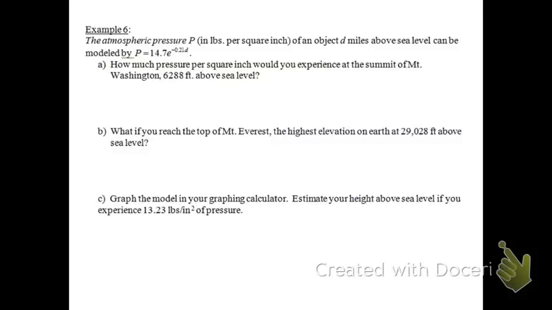It says, how much pressure per square inch would you experience at the summit of Mount Washington, which is 6,288 feet above sea level? Well, this is a tricky problem because that distance, d, is not measured in feet, it's measured in miles. So first we have to convert this into miles. If you remember some of these conversions, 6,288 feet, to convert that into miles, I'm going to divide that by 5,280 feet for every 1 mile. In your calculator, if you divide 6,288 by 5,280, you're going to get approximately 1.2. So this is about 1.2 miles.